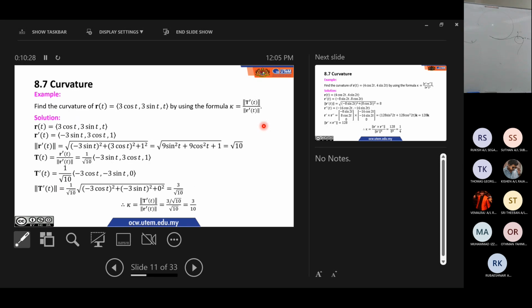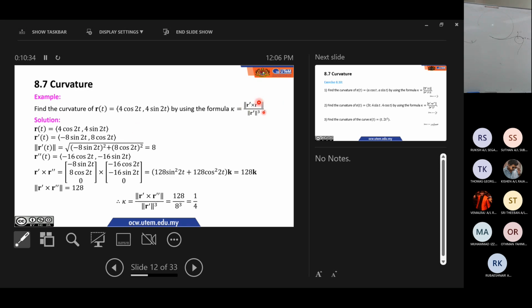And now we're back to the example. This one, I think complicated shouldn't be a problem to you. Now we look at this new formula. If you use this new formula, you just need to compute r prime and r double prime. Then you need the magnitude of r prime for this, and you need to cube it. So we need to find this one, which is 8, and then 8 to the power of 3.